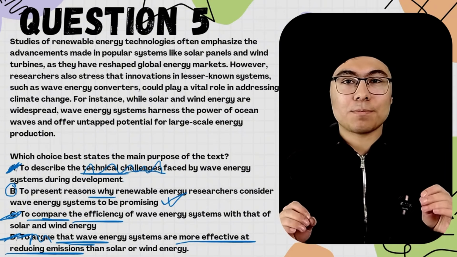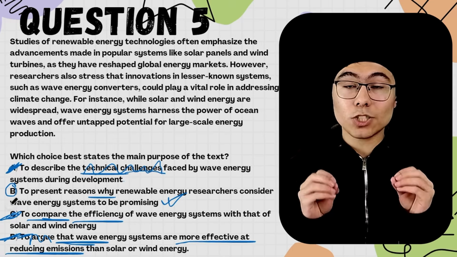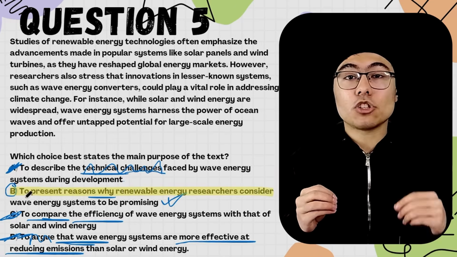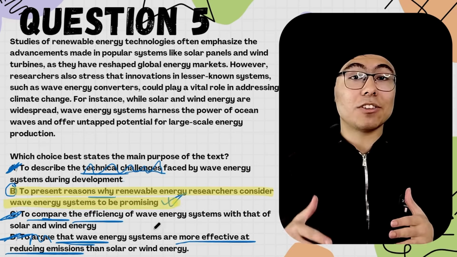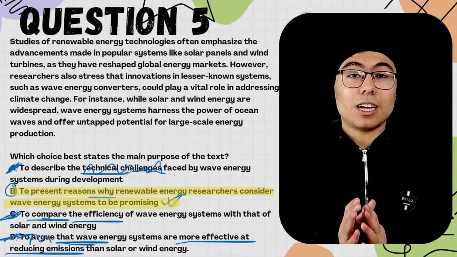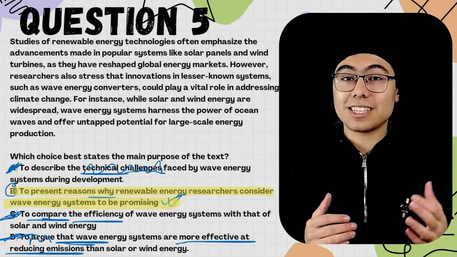So the next step, number 5, is deciding on the final answer. The best choice here is choice B, to present reasons why renewable energy researchers consider wave energy systems to be promising. Now, I want to give you some tips to approach these types of questions.